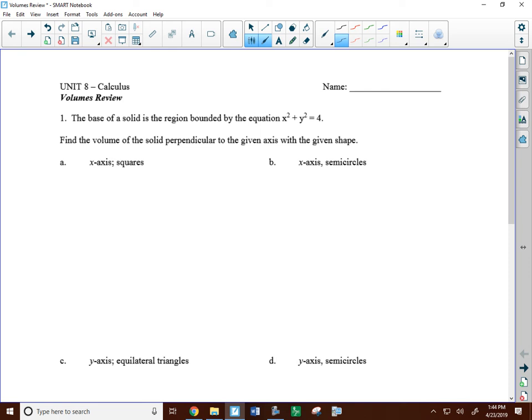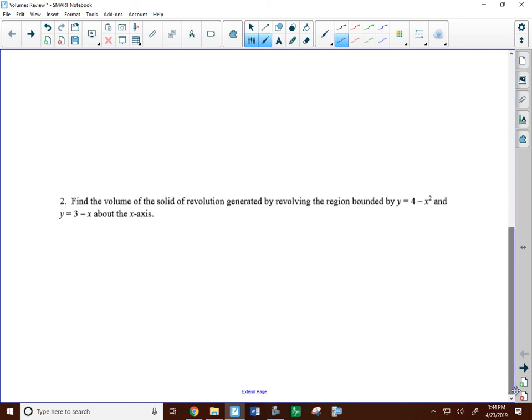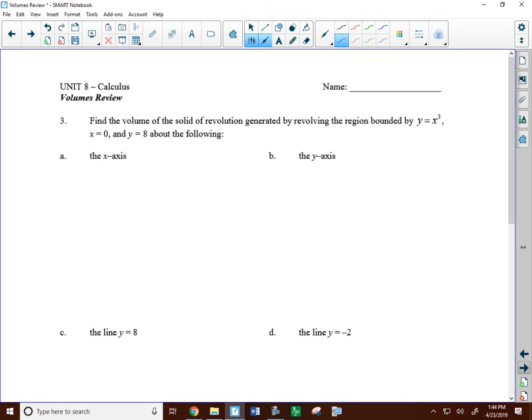First, how do you tell the difference? Well, cross-sectional volume talks about base of a solid. It'll say something about perpendicular to an axis. Disk washer questions, and we'll go down here, revolving around. That's the key one. Right, you have a region, you're revolving, making a solid.